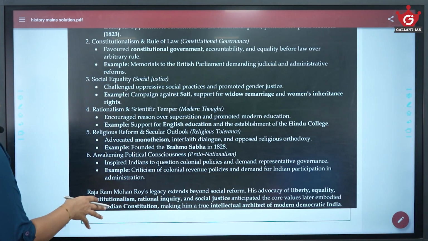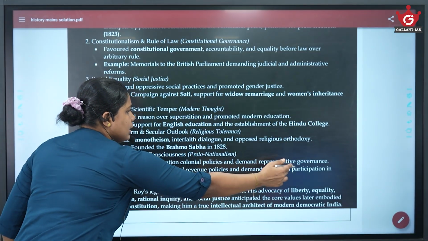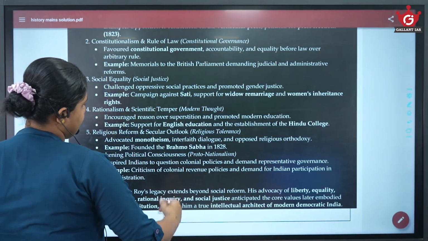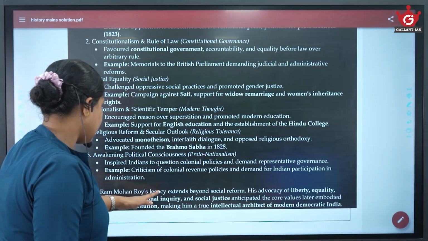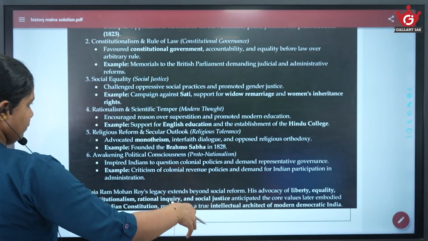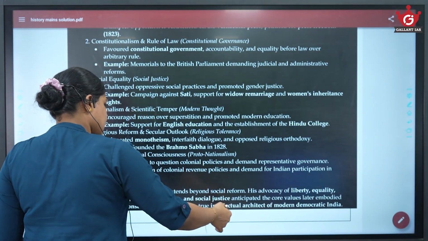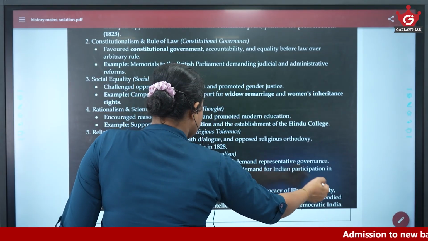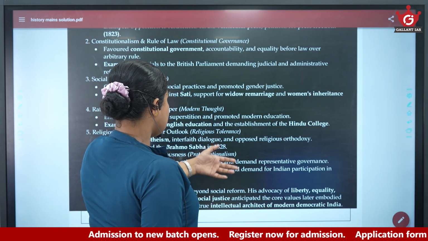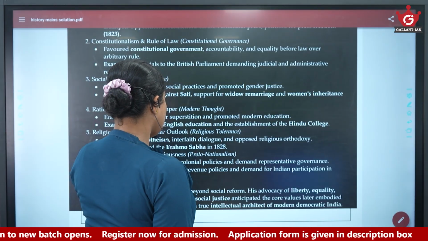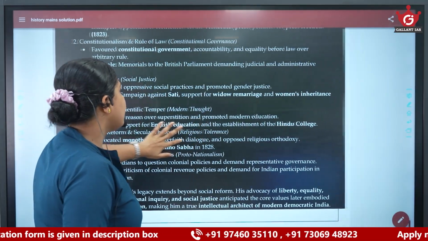Awakening political consciousness, that is, proto-nationalism: inspired Indians to question colonial practices, demanded representative governance, and criticized colonial policies. You can give an example. Next, you have to conclude the answer. Raja Ram Mohan Roy's legacy extends beyond social reform. His advocacy of liberty, equality, constitutionalism, rational inquiry, and social justice anticipated the core values later embodied in the Indian Constitution. See, you are writing this for contemporary relevance, making him a true intellectual architect of modern democratic India. Okay, now we can move to the next question.